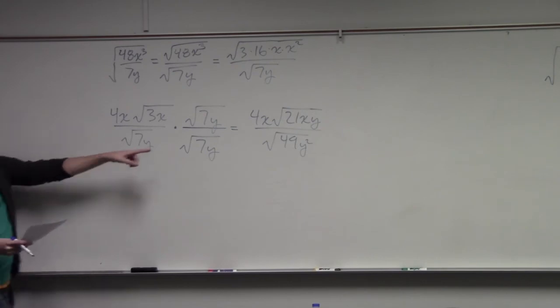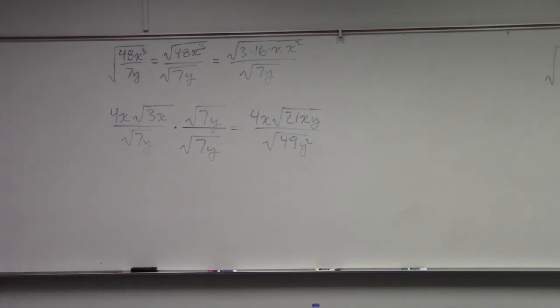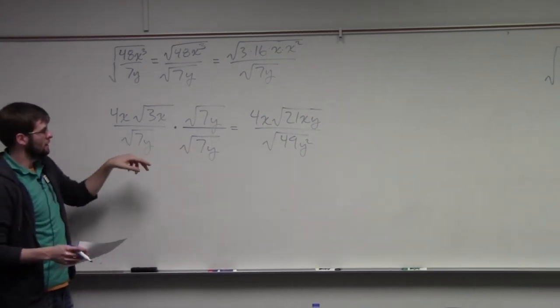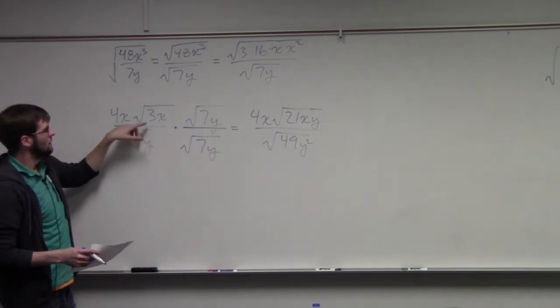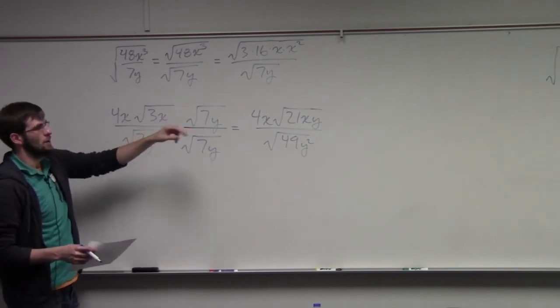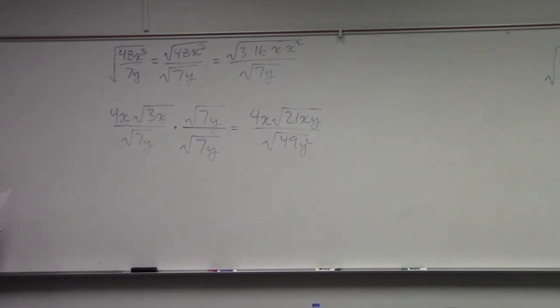So we went from this step to this step. Multiply across. 7 times 7 is 49, y times y is y squared, 3 times 7 is 21, and x times y gives me xy.